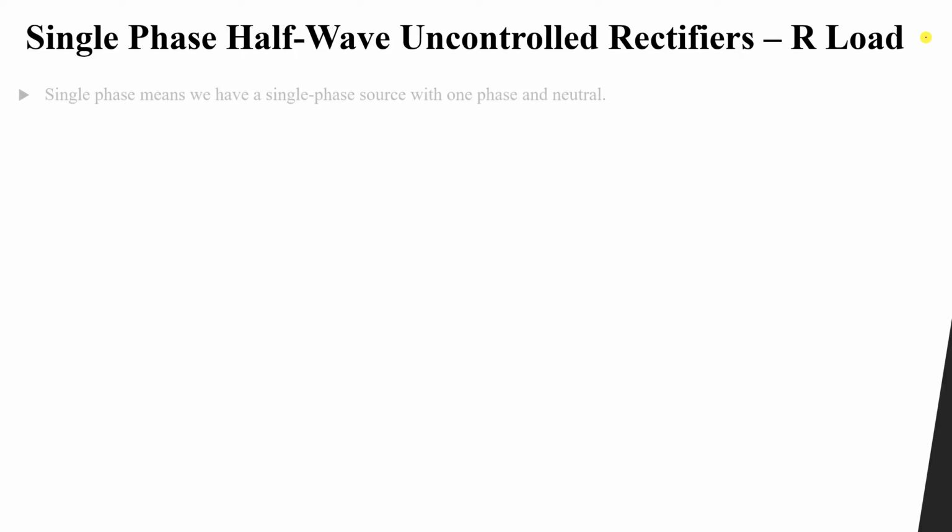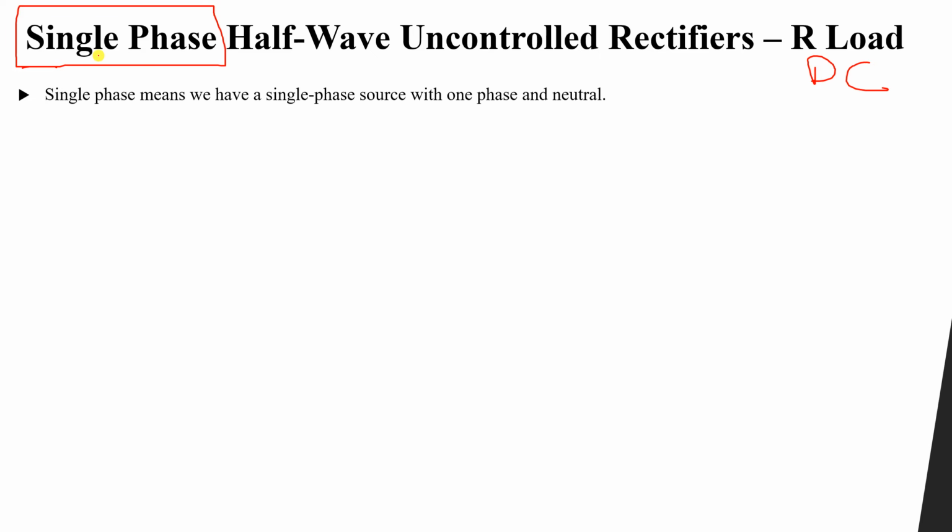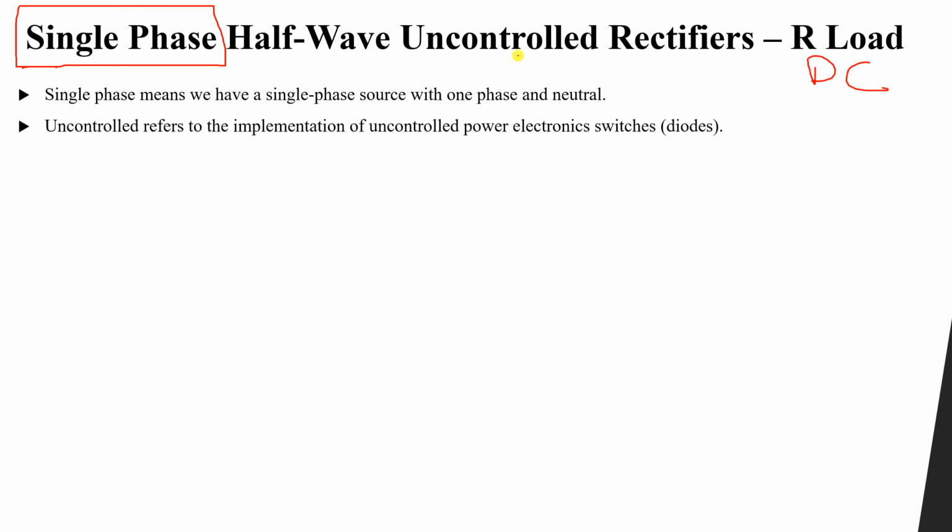What does this mean? Number one, single phase. It means that the source that we would like to convert into DC is a single phase source with one phase and neutral. Number two, what does uncontrolled mean? It means that we are going to use uncontrolled power electronic switches that we talked about in the first section of the power electronics course. So uncontrolled here, we are referring to diodes, which we cannot control.